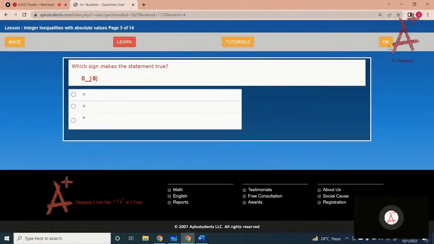Okay, 0 and absolute value of negative 8. So absolute value of negative 8 is, yes, positive 8. So you have to compare 0 and 8. So 0 is less than 8 or greater than 8. 0 is less than 8. Got it?